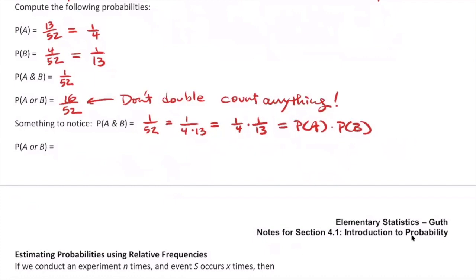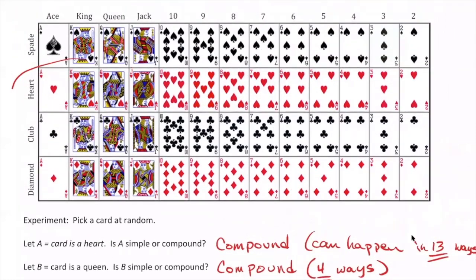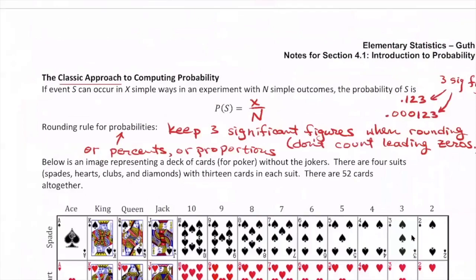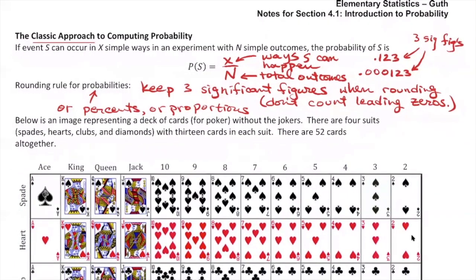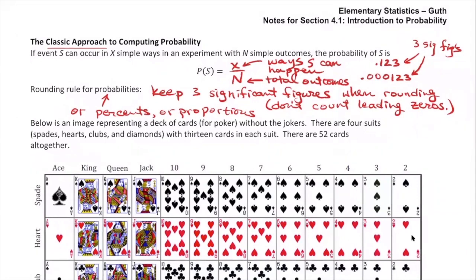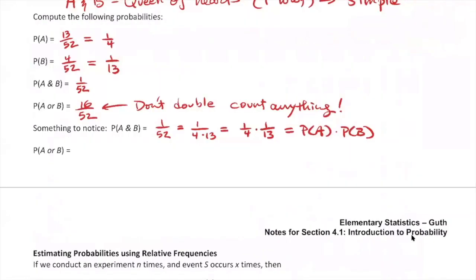Now Yamaleth is asking, where does the 52 come from? Again, there's 52 cards in the deck altogether. So when we do the most basic probability computations, you're taking the number of ways S can happen, and you're dividing by the total number of outcomes. So for the deck of cards, there's 52 outcomes. Is that okay, Yamaleth? She says yes, okay.